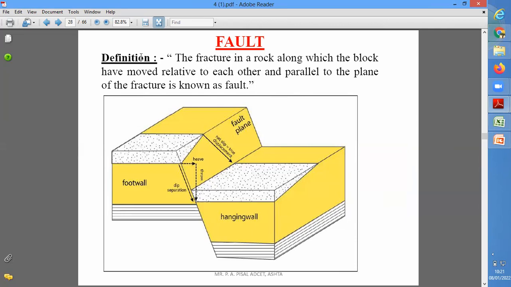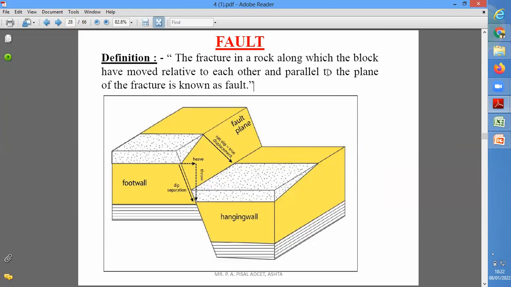Now, from this crack, what will happen? One rock is converted into two blocks, and those blocks are moved relative to each other. There will be movement in these two blocks relative to each other. Now, what is the meaning of relative to each other? Means one block moves in the upward direction, one block moves towards the downward direction, opposite direction movement will be there. And they are parallel to the plane of fracture.